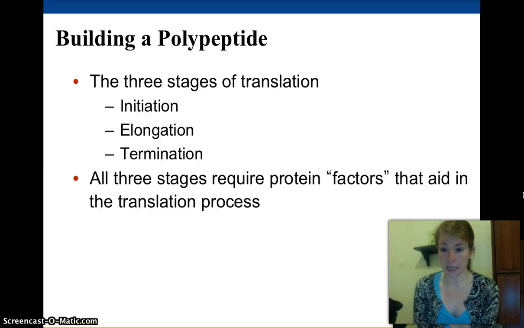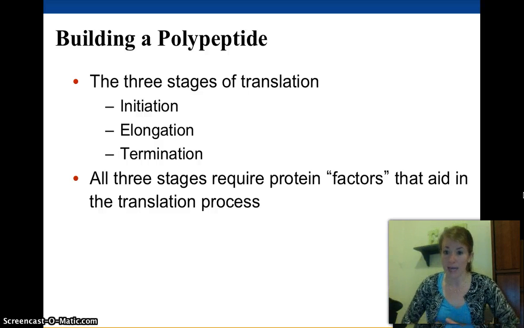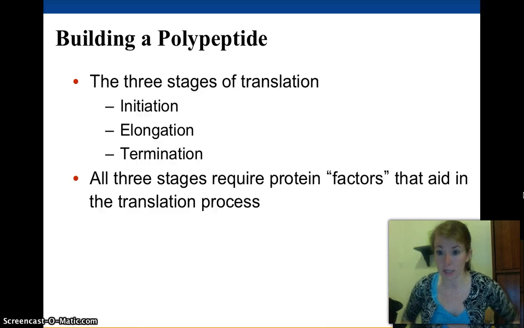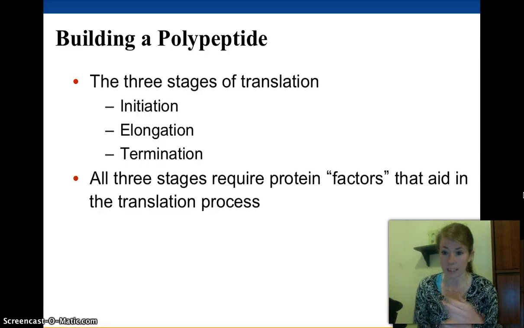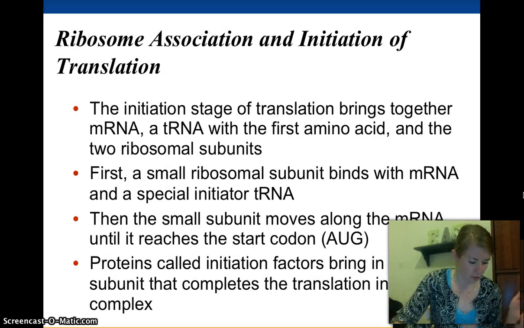There are three steps of translation, just like there were for transcription, the same three: initiation, elongation, and termination. We need to start the process somehow, we need to keep growing the polypeptide, and then we need to finish the process. Each of them requires the help of proteins to get it going. So let's talk about initiation.